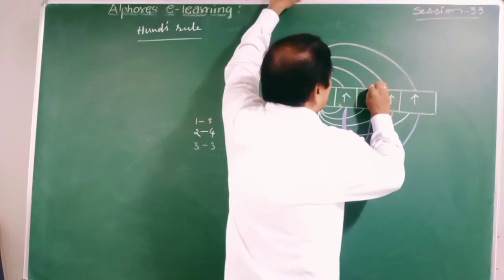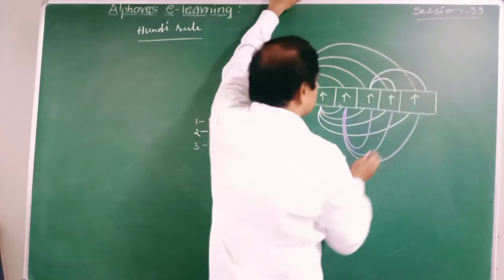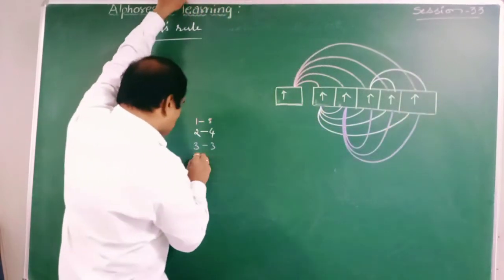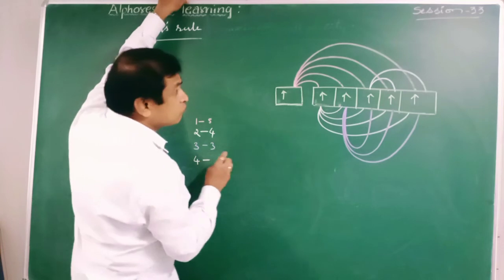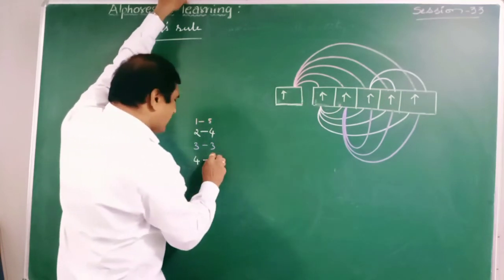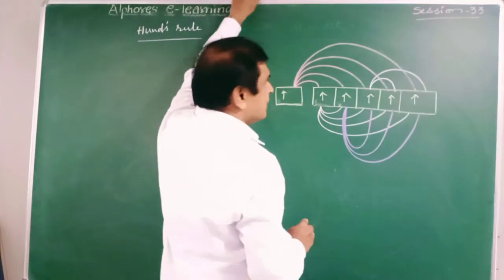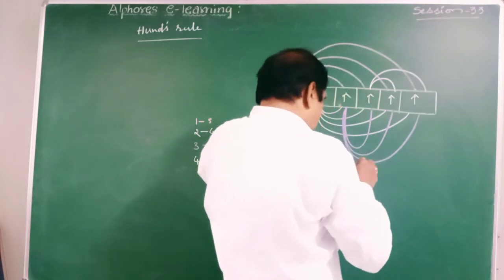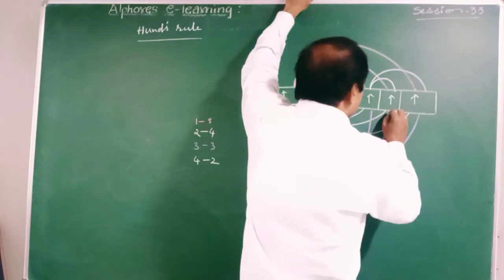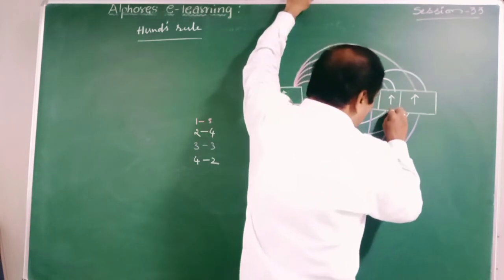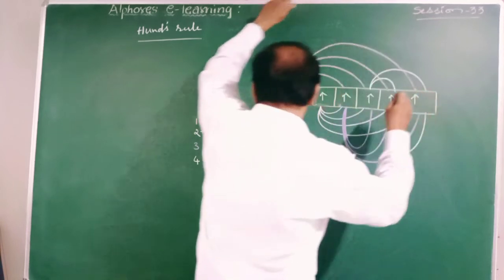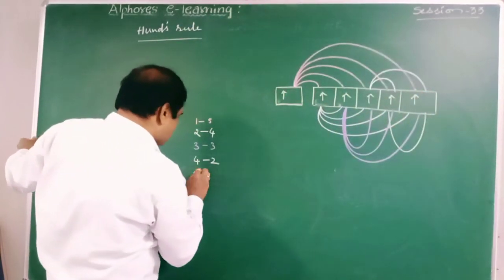This electron can pair up with this. So the fourth electron makes 2 exchange pairs, and the last, fifth electron, how does it make an exchange pair? The fifth electron can form an exchange pair with this. So the fifth electron can make 1 exchange pair.